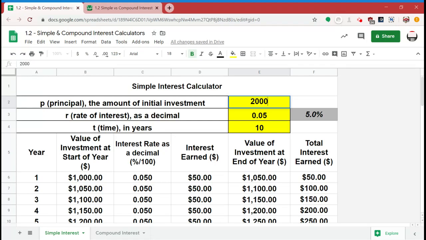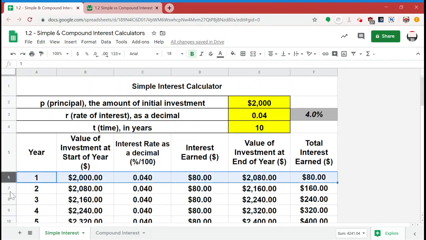So I can change this principal. So instead of the initial investment being $1,000, I can make it $2,000, and perhaps I'll set this at a 4% interest rate. And if you look at the calculator down here, it shows you every year what the amount of money you had at the start of the year was, and what the amount of interest you earn is, and then the value of that money at the end of the year. And I've also got a column for total interest earned.